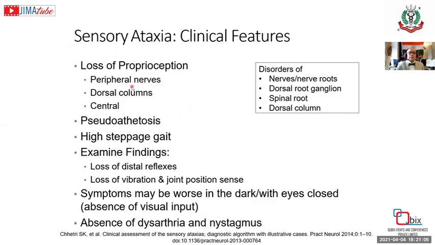So what happens when there is a loss of proprioception, and how does it happen? It can happen from problems in the nerve roots, from the nerves, from the dorsal root ganglia, from the spinal roots, and from the dorsal columns. The person will have a high steppage gait because the person doesn't know how high to lift the foot, because the proprioceptive signals are not coming efficiently from the joints and the muscles.